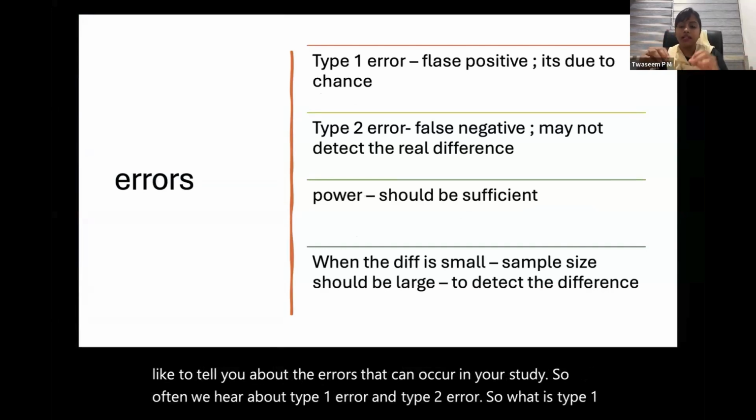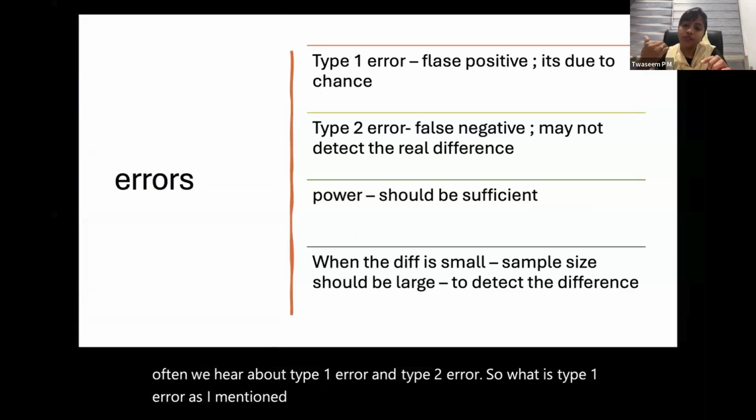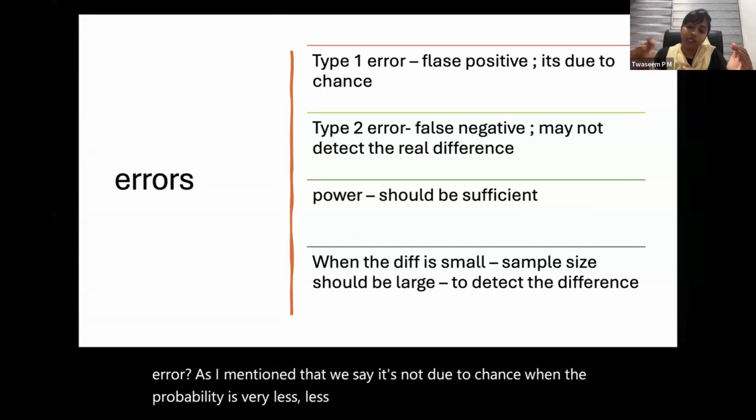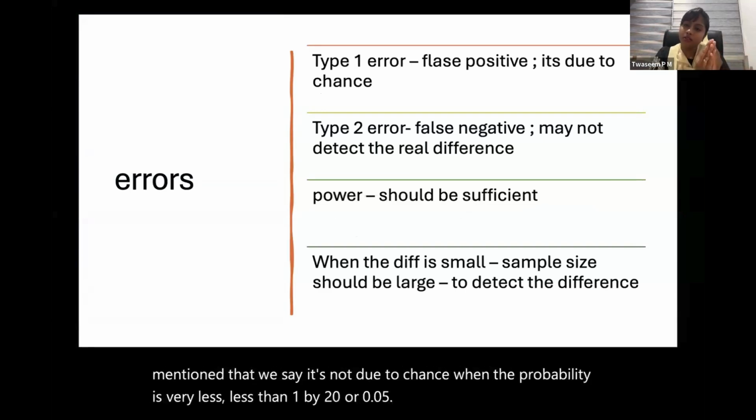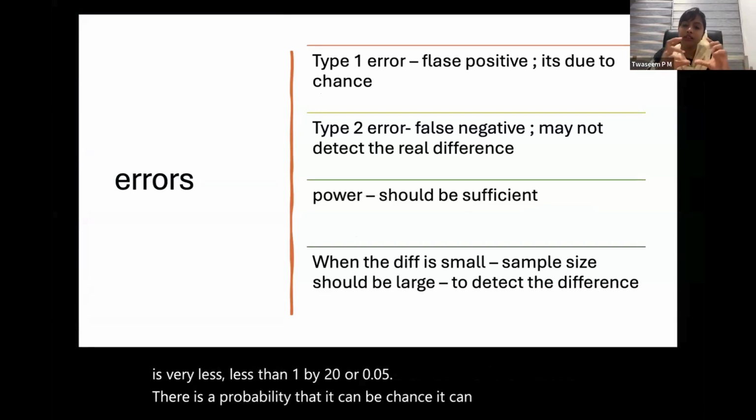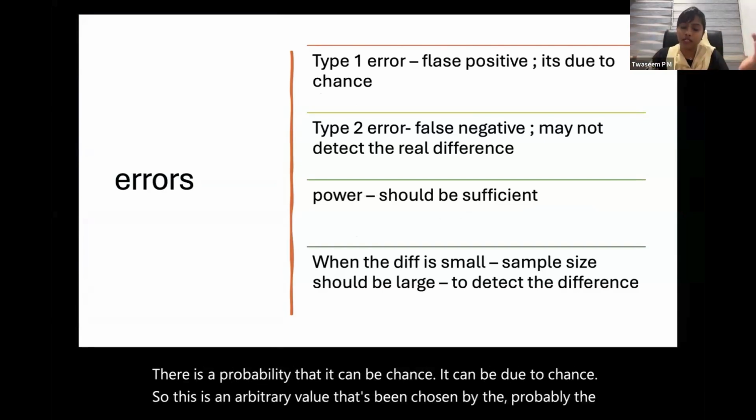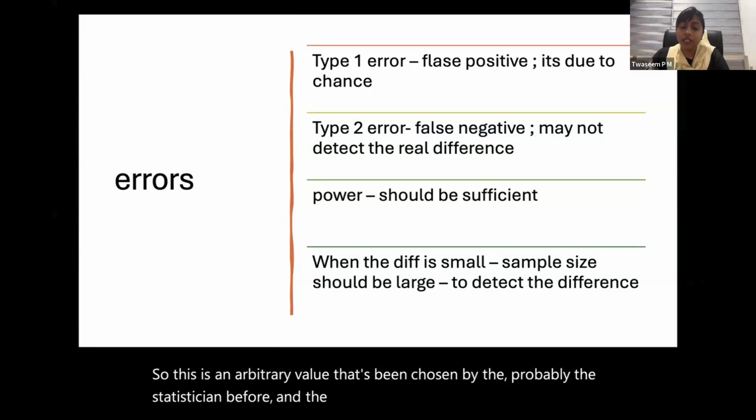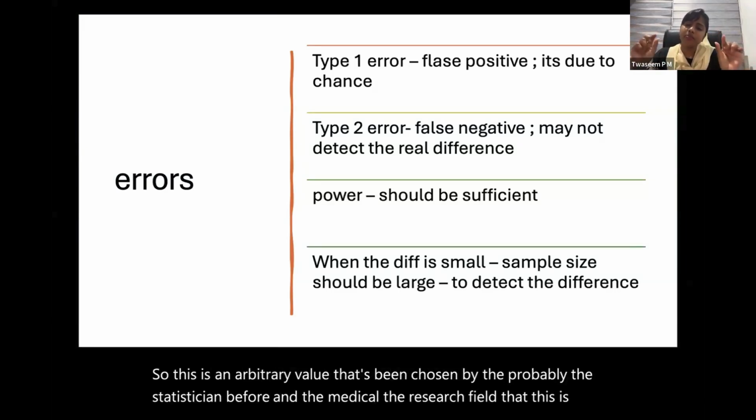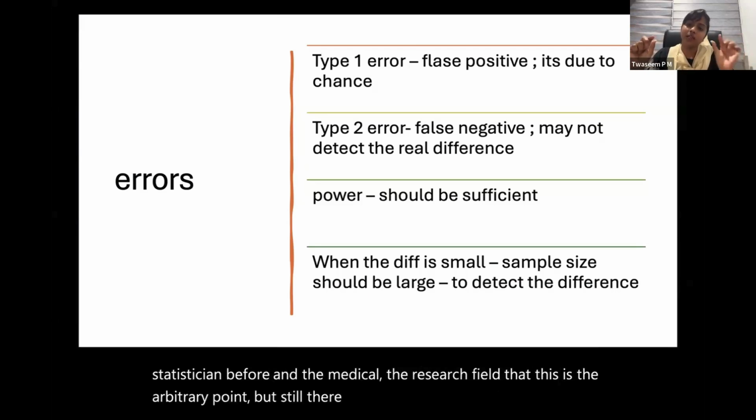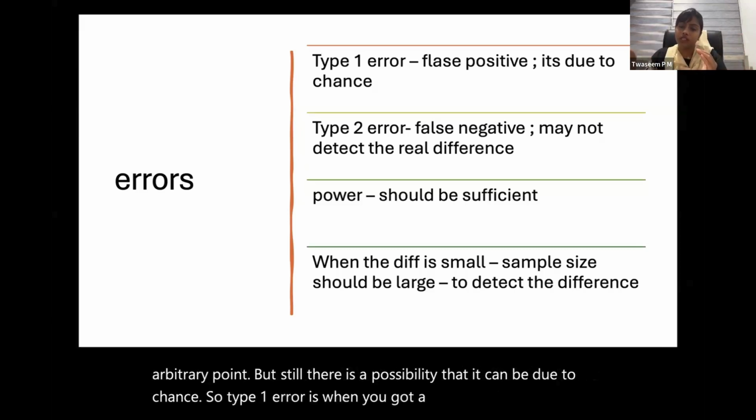As I mentioned, we say it's not due to chance when the probability is very less than 1 by 20, or 0.05. Still, there is a probability that it can be due to chance. So this is an arbitrary value that's been chosen by probably the statistician before and the research field. This is the arbitrary point. But still, there is a possibility that it can be due to chance. So type 1 error is when you got a result, but it's due to chance.